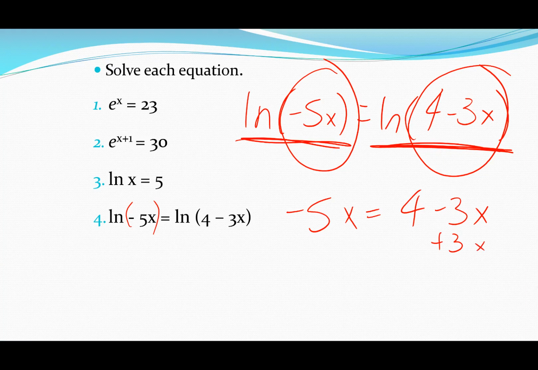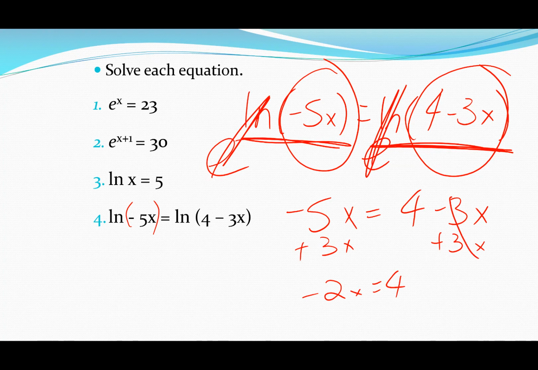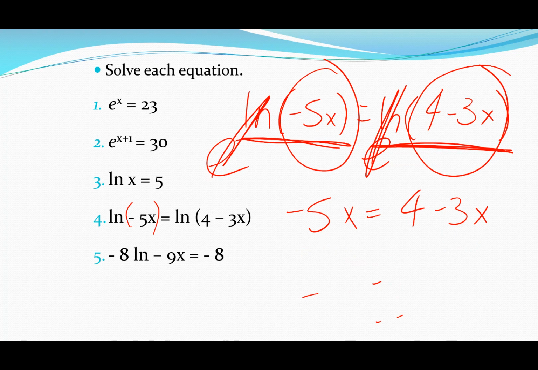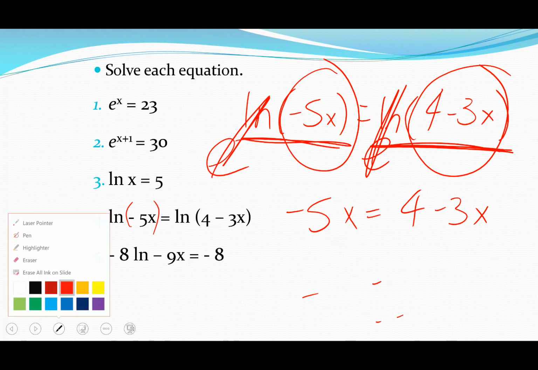You don't even really need the natural logs, because even if you did put e on both sides, these would just cancel out, and you'd be left with that negative 5x equals 4 minus 3x anyway. So negative 2x equals 4, and so x equals negative 2. All right, and let's do one more here.